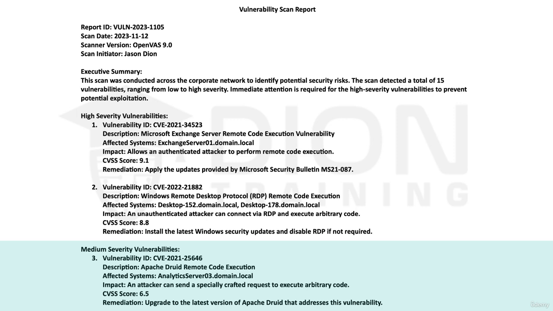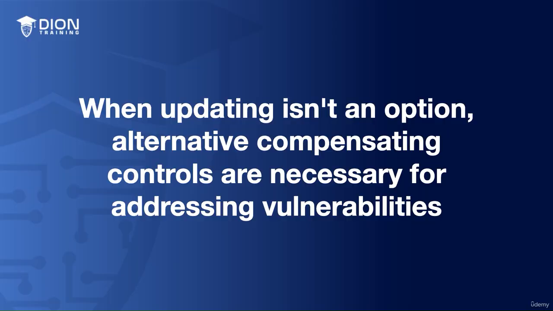Now, unfortunately, if there was no updated version available yet, we wouldn't be able to do that, or maybe we're running this on an older server that can't support the latest version. In those cases, we'd have to come up with compensating controls or other mitigations to be able to address this vulnerability instead of just updating it to the latest version.